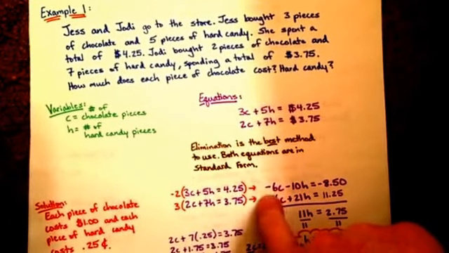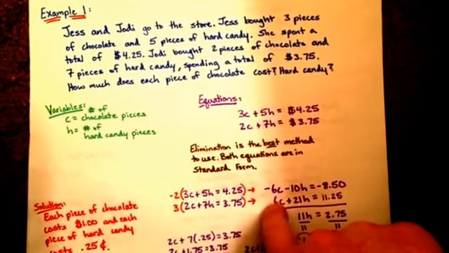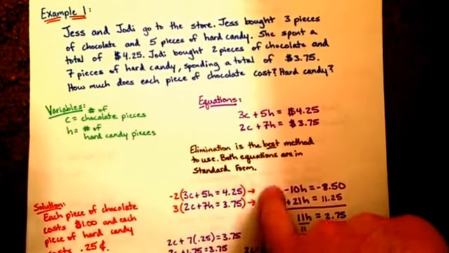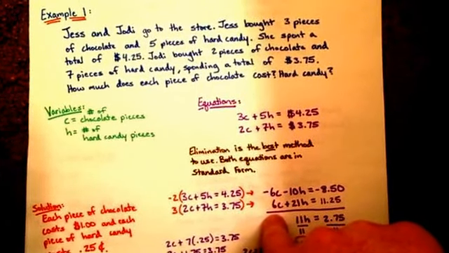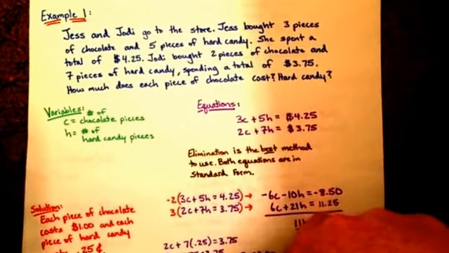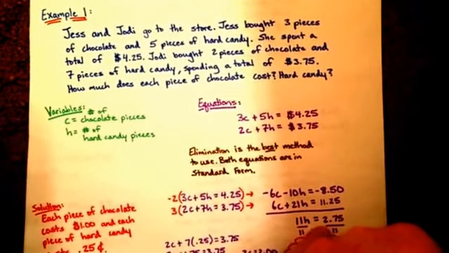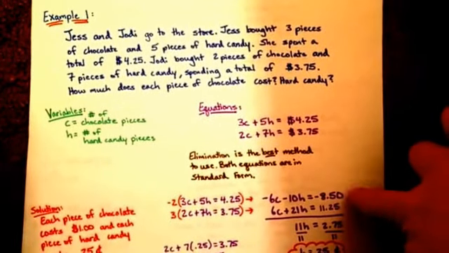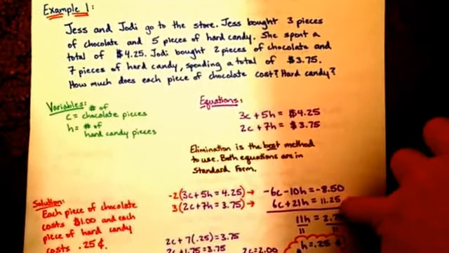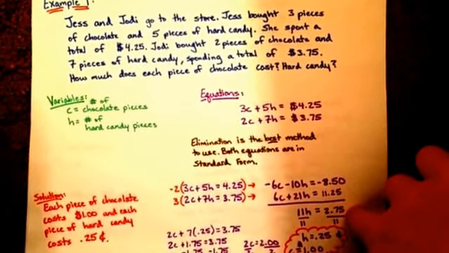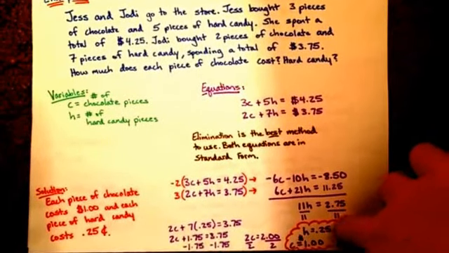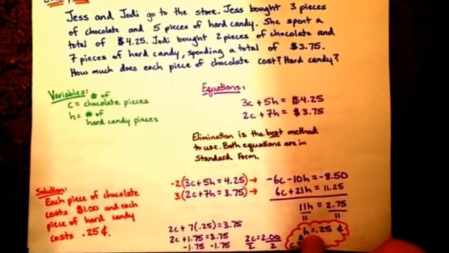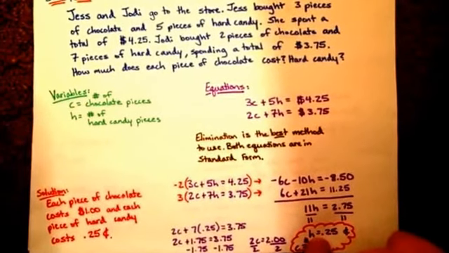So then you see I have negative 6C and 6C, so those are going to cancel, but I didn't write it as a canceled out term so that you could read it. I added what was left, so I have 11H is now equal to $2.75, because negative 850 plus 1125 was 275. Then I divided by 11, so I quickly got H by itself. H is 25 cents for each piece of hard candy.